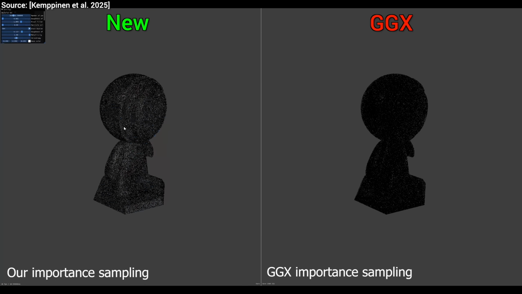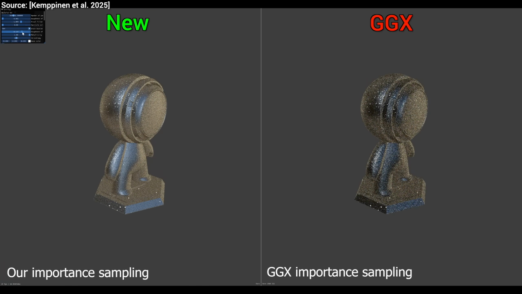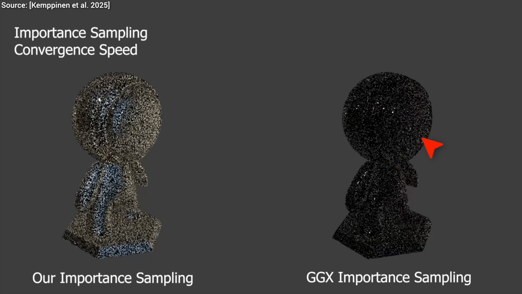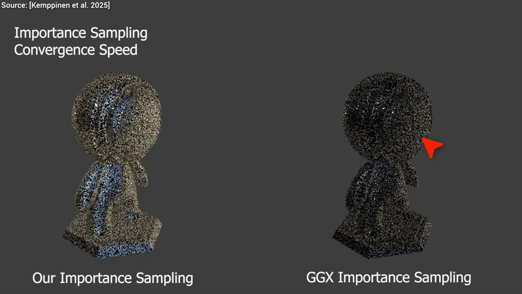But this new technique makes all this really easy because I can stop this at any frame I want. And look, the new one always seems better than GGX. Crazy. Why though? Well, because GGX searches for the sparkles blindly, so the image stays noisy and takes a long time to clear up. But the new technique knows exactly where they are, so it cleans up the image much quicker.